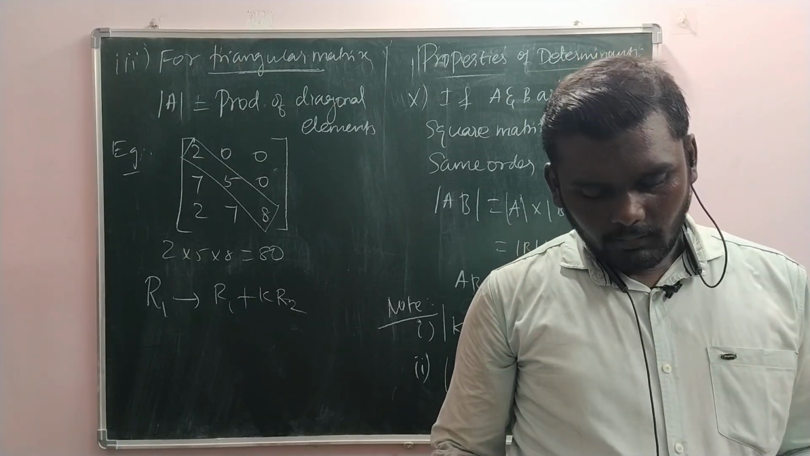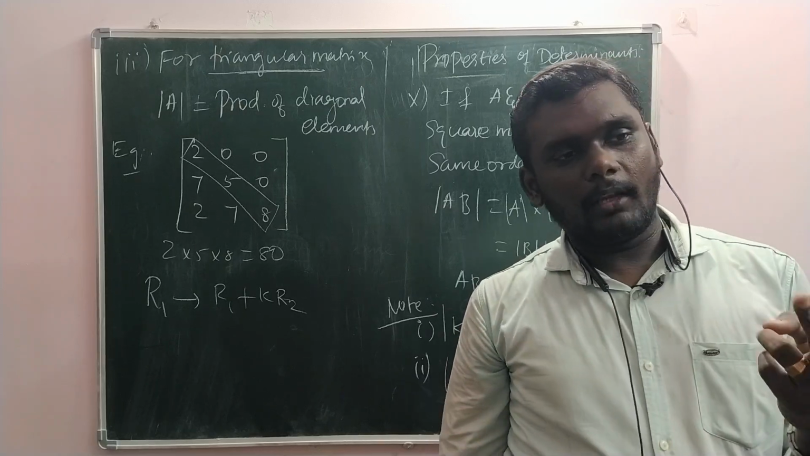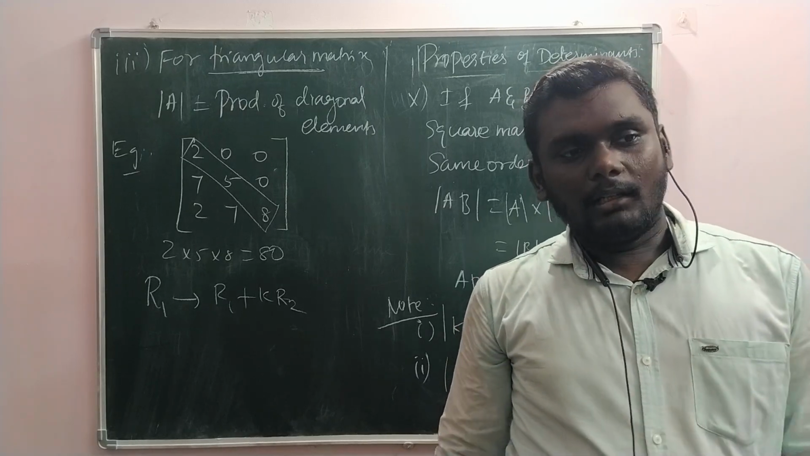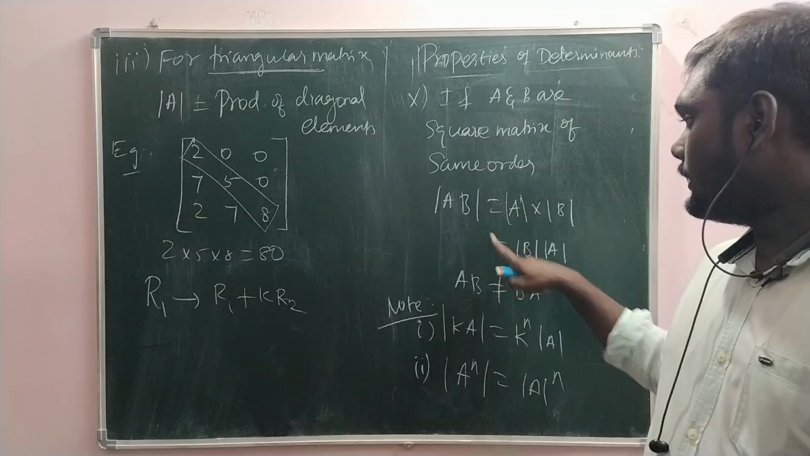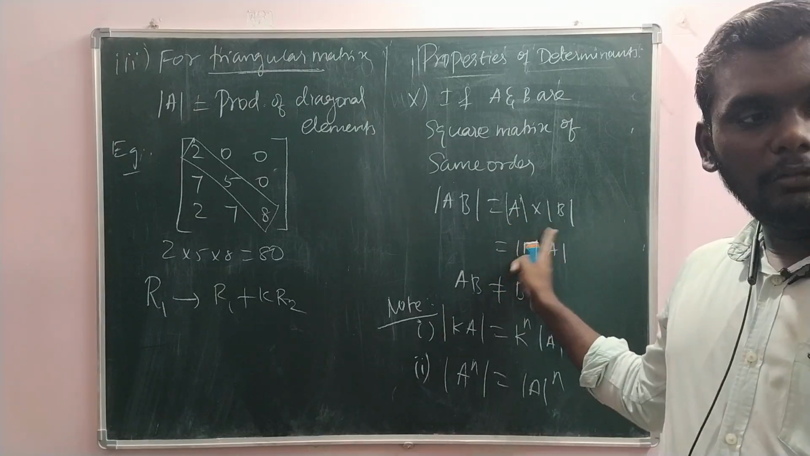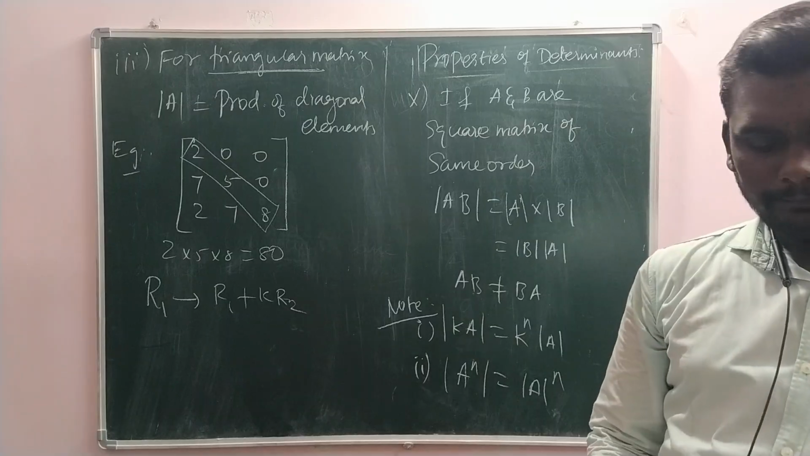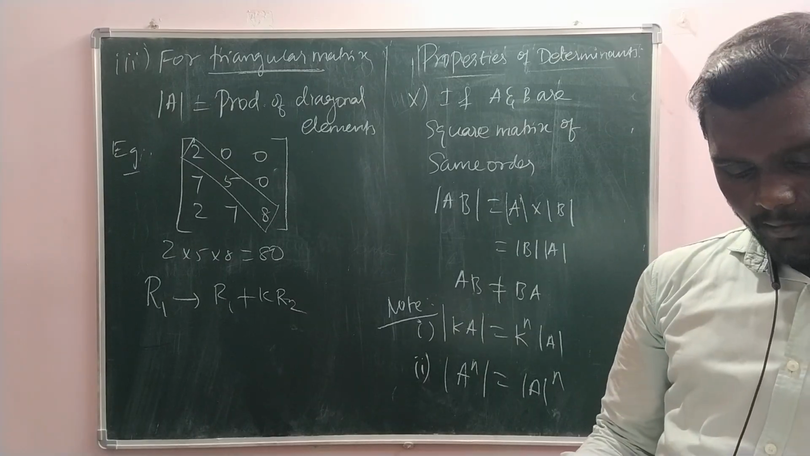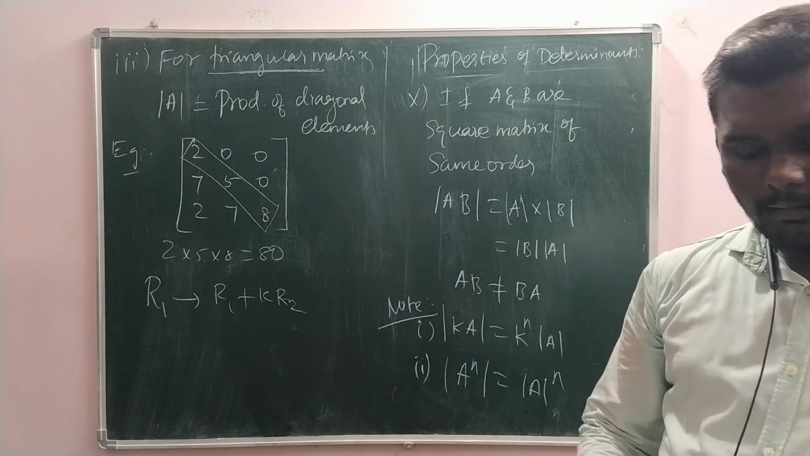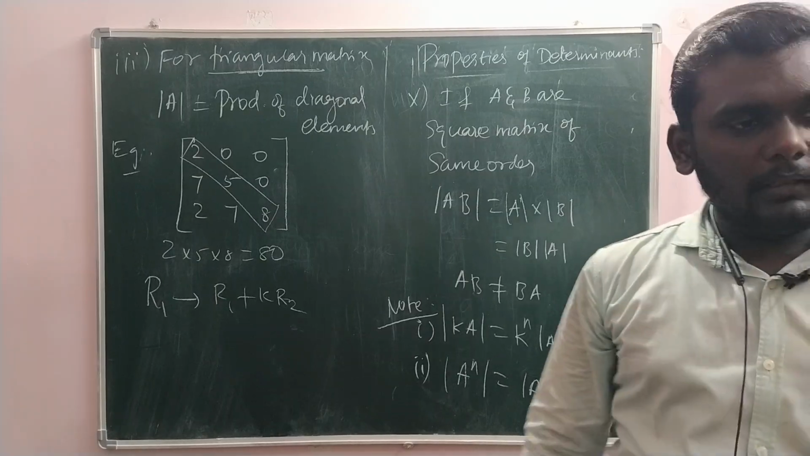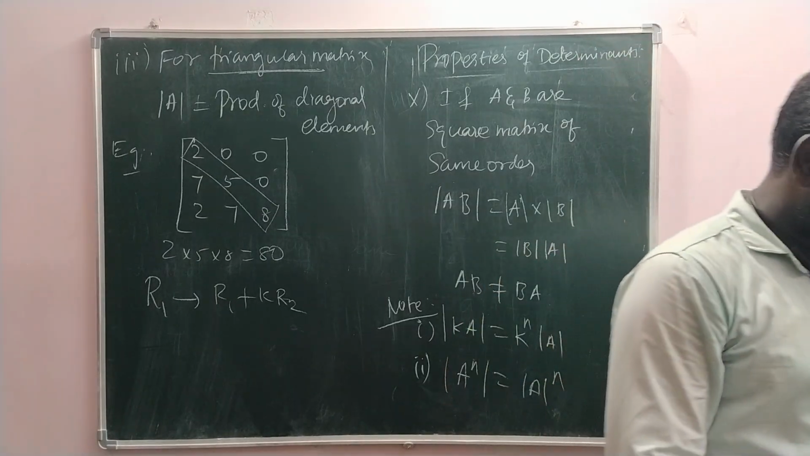Okay. And then for two square matrices of the same order, the determinant of their product will be the product of their individual determinants. Okay. And that is the last property, right? Yes, that is it. Now, using this, we are going to solve the upcoming questions.